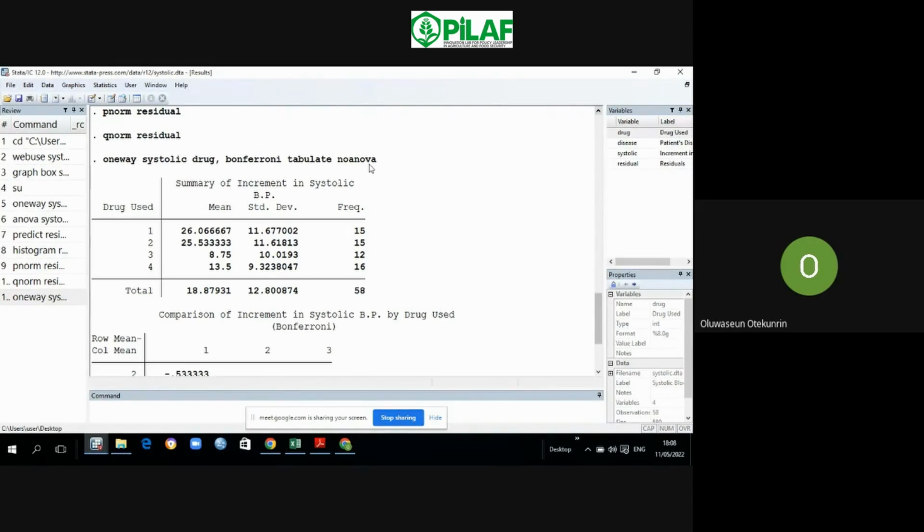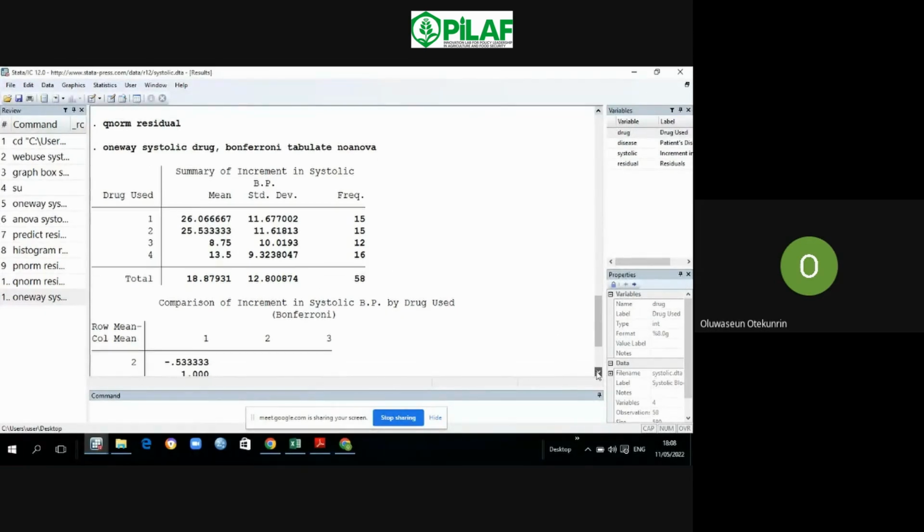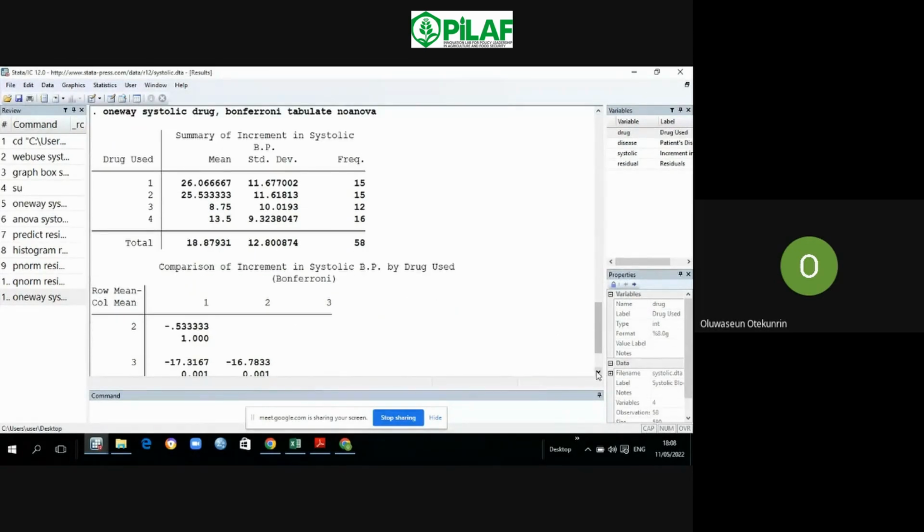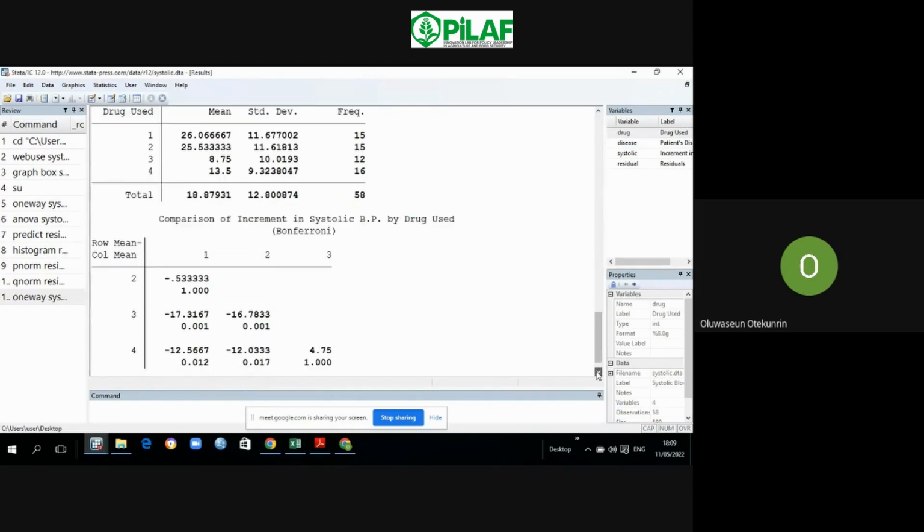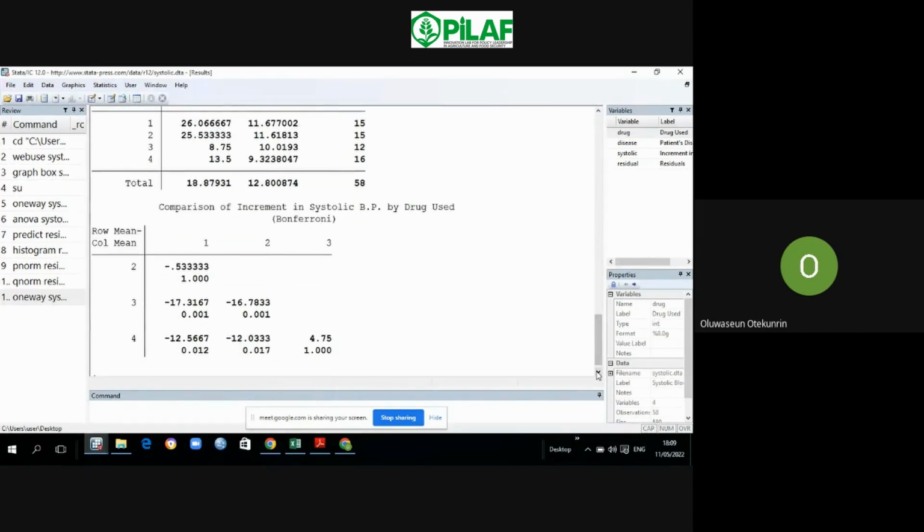So the tabulate will give us the summary, just like we had before. And then the comparison. Pairwise, we have four groups for drug: group 1, group 2, group 3, group 4. So here we can see this is 2, this is 1.